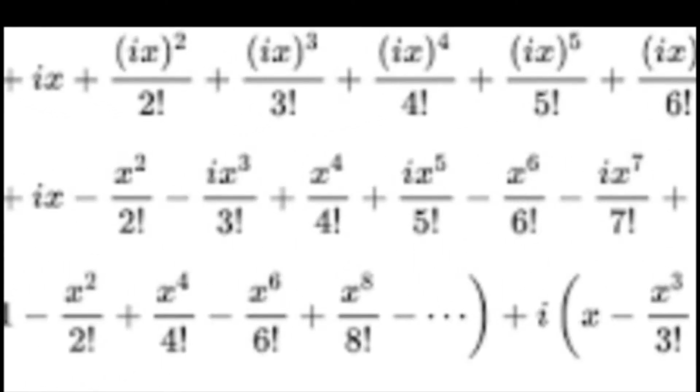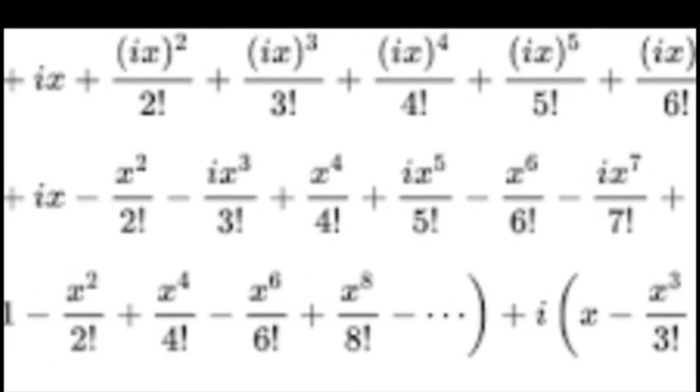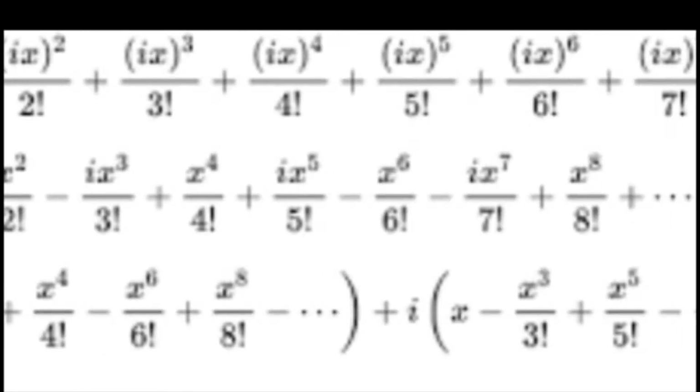Unfortunately, this isn't clear enough for us, but let's see. So we are replacing x with ix in the expansion of e to the power x, and if we do that, you would see that all the exponents that are 2, 3, 6, 7, and so on would yield negatives, because i to the power these numbers would have negatives in them.